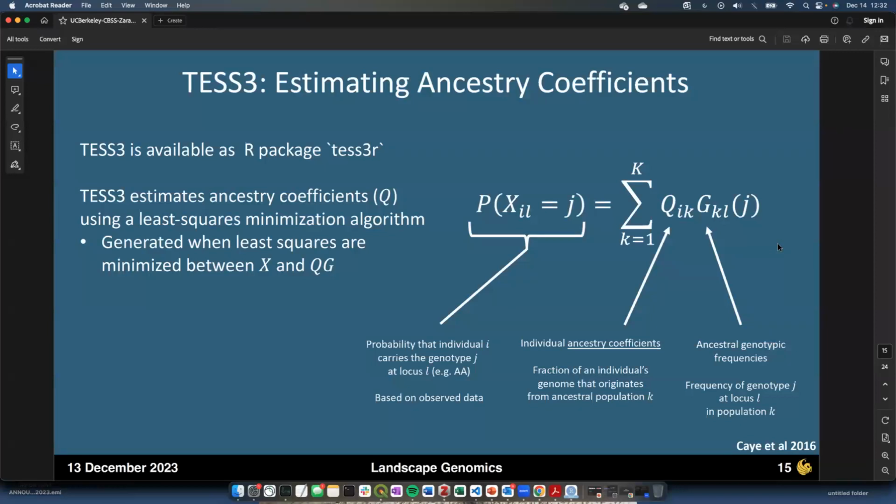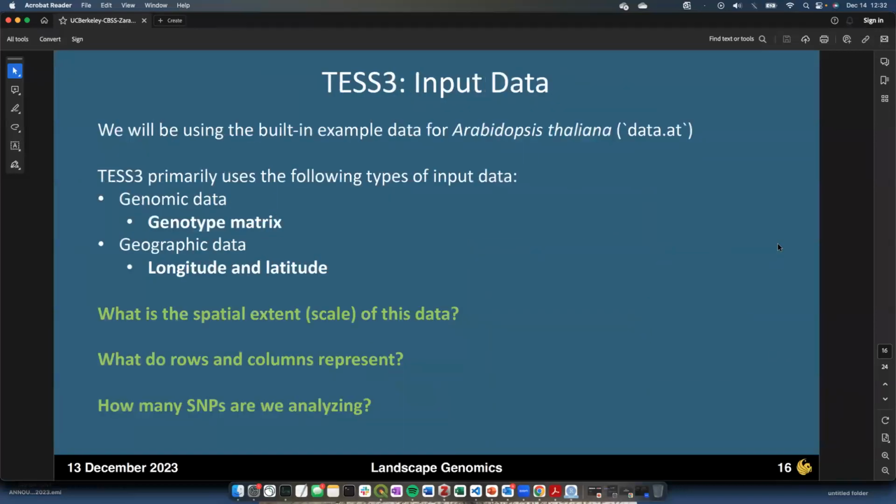All right. So now I think this is a good time to talk about this a little bit first. We're using the built-in example of Arabidopsis thaliana data that's available in TESS3. And there are two types of input data that TESS uses primarily for this.